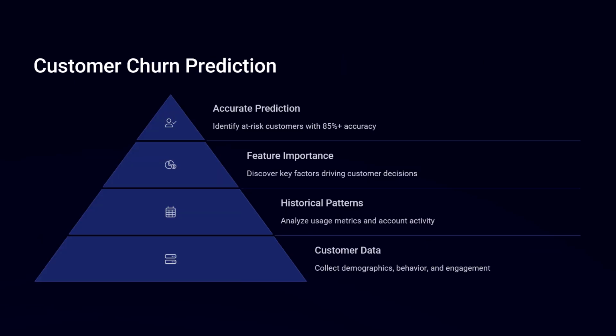Customer churn prediction. Customer data. Collect demographics, behavior, and engagement. Historical patterns. Analyze usage metrics and account activity. Feature importance. Discover key factors driving customer decisions. Accurate prediction. Identify at-risk customers with 85% plus accuracy.